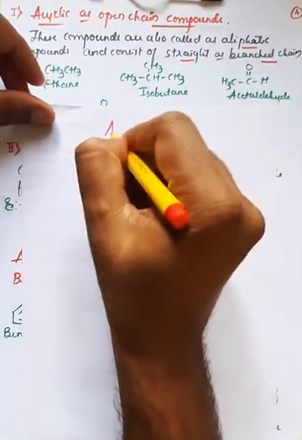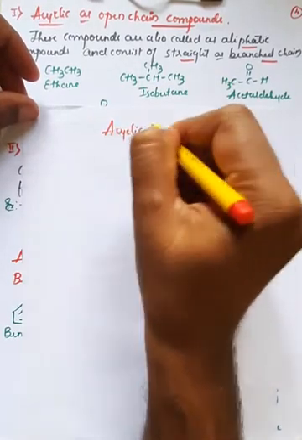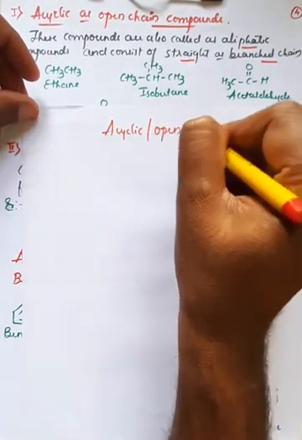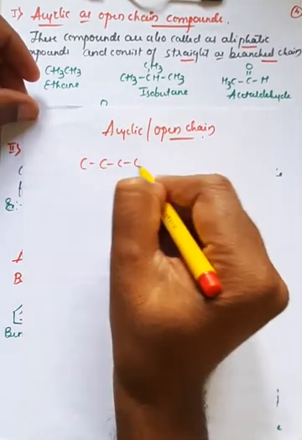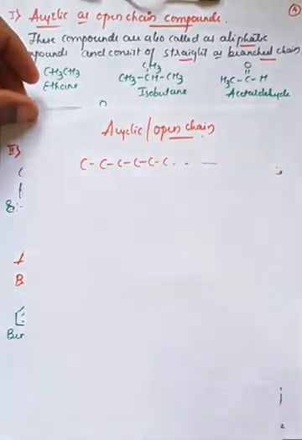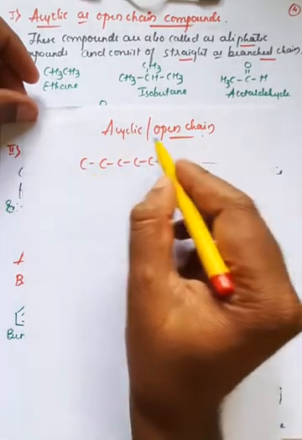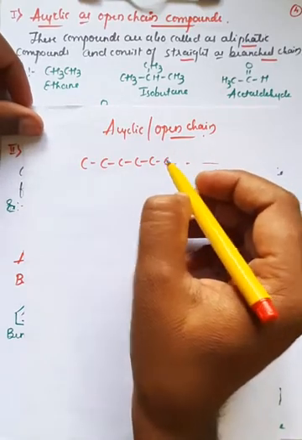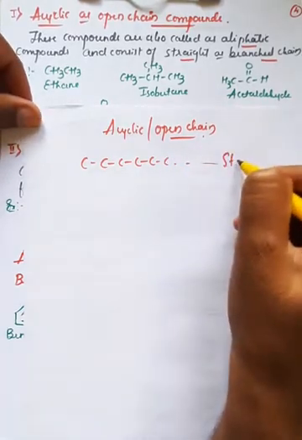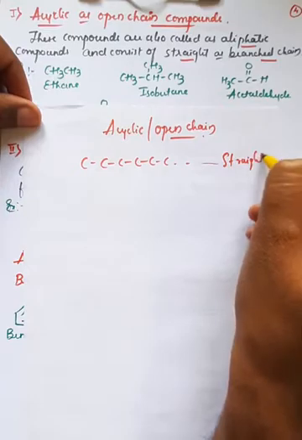In case of acyclic, or open chain, the arrangement of carbon atoms will be in a straight chain, right? That is, carbon bonded with carbon. So this is in the form of a straight chain continuously, and this is generally called acyclic, or you can also call it open chain, right? So this is called a straight chain.